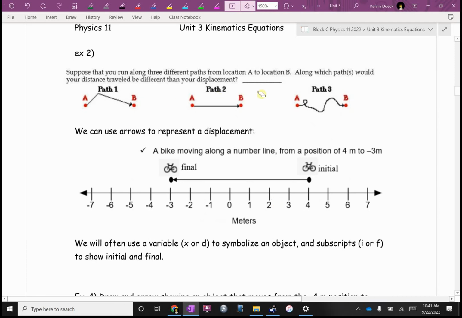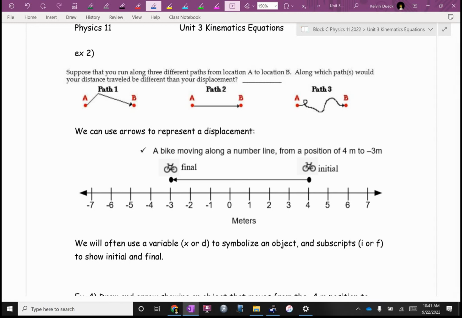Path 1, Path 2, and Path 3 are three different paths to get from A to B. In only one of them is the magnitude of the distance and the magnitude of the displacement the same. Which path has the same magnitude for distance and displacement? Path 1, Path 2, or Path 3?